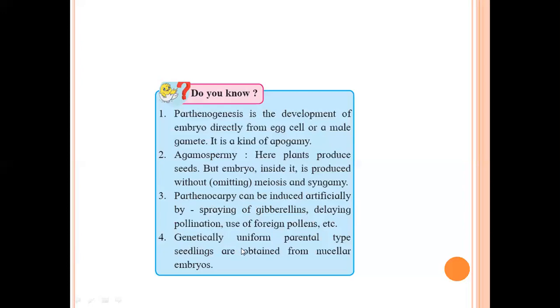Next, genetically uniform parental type seedlings are obtained from nucellar embryos. The genetically uniform seedlings are like the parents. So they are obtained from the nucellar embryos.